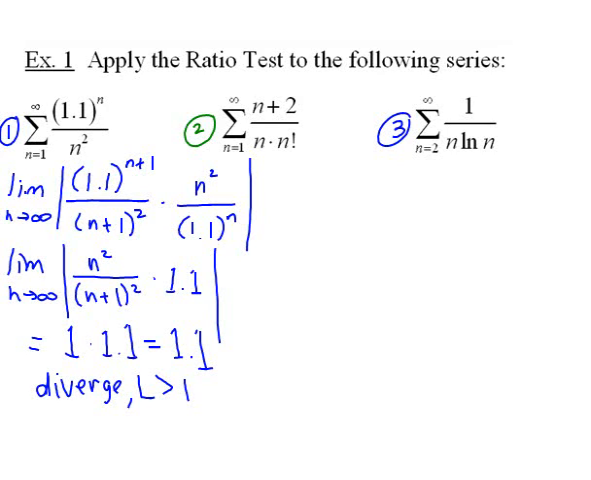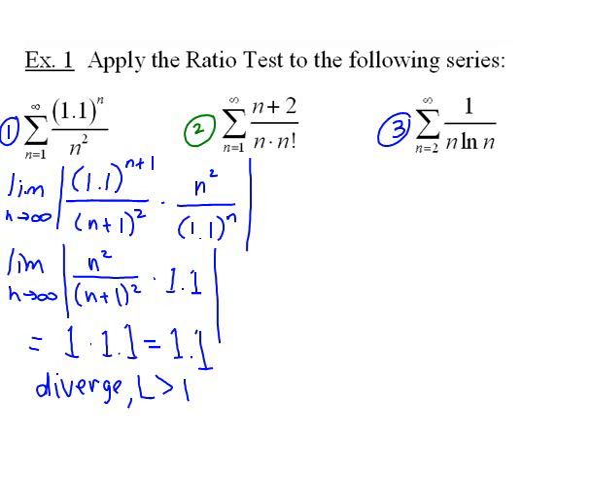I gathered the n squared and the n plus 1 squared together, and 1.1 to the n plus 1 divided by 1.1 to the n results in 1.1. The limit of n squared over n plus 1 squared goes to 1, so this makes my limit 1 times 1.1, which is greater than 1. So by the ratio test, this series diverges.